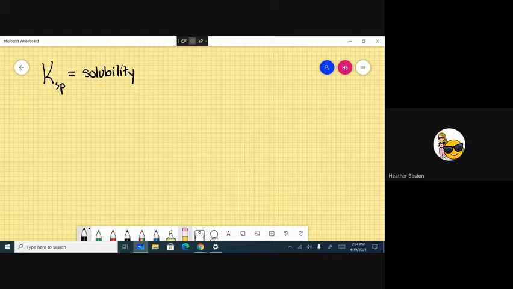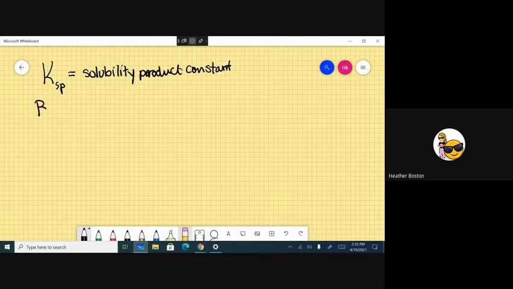So let's review all the Ks that we've learned. We've learned Kw, which is the water dissociation constant, Ka, which is the acid dissociation constant, Kb is the base dissociation constant, Keq is the equilibrium constant. So what this refers to is slightly soluble salts.